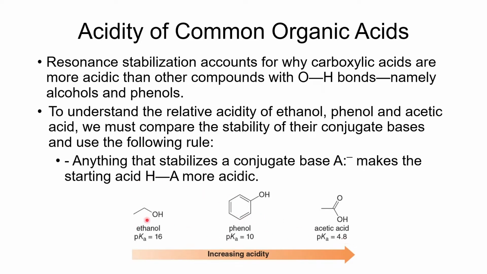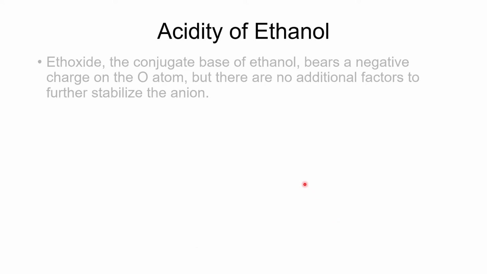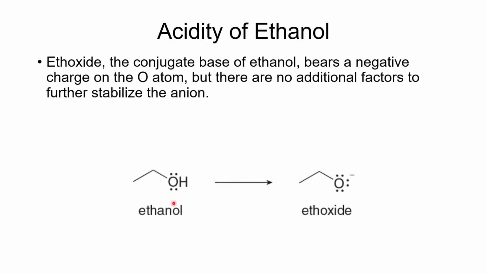So the conjugate base of ethanol is ethoxide. The conjugate base of phenol is phenoxide. And the conjugate base of acetic acid is acetate. So let's look at those things. So we're going to start with ethanol. So ethoxide is the conjugate base of ethanol.